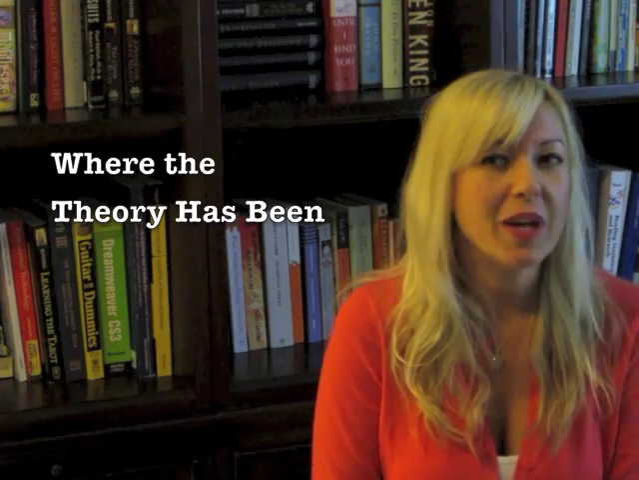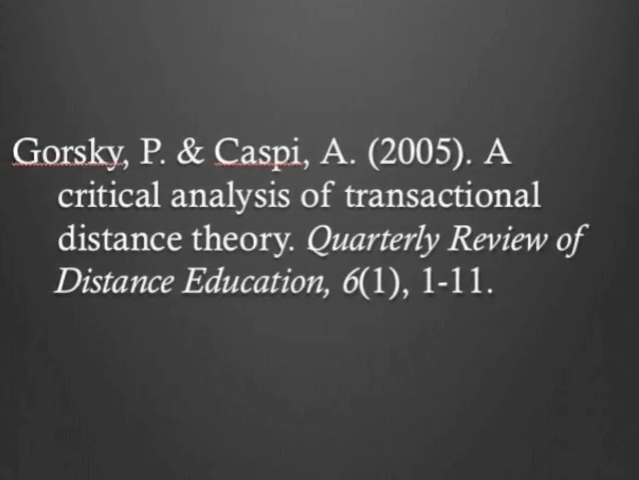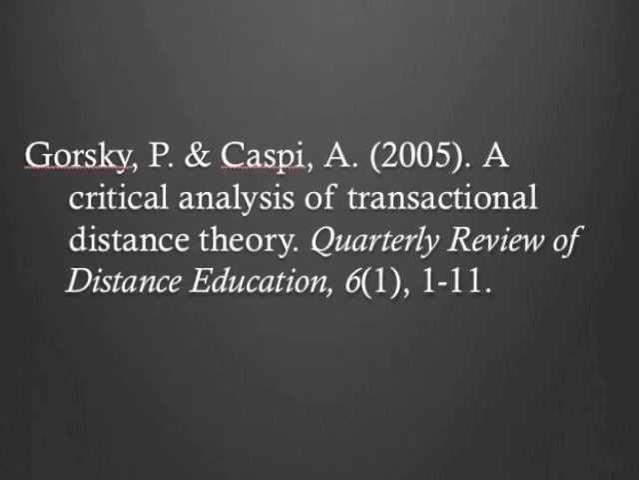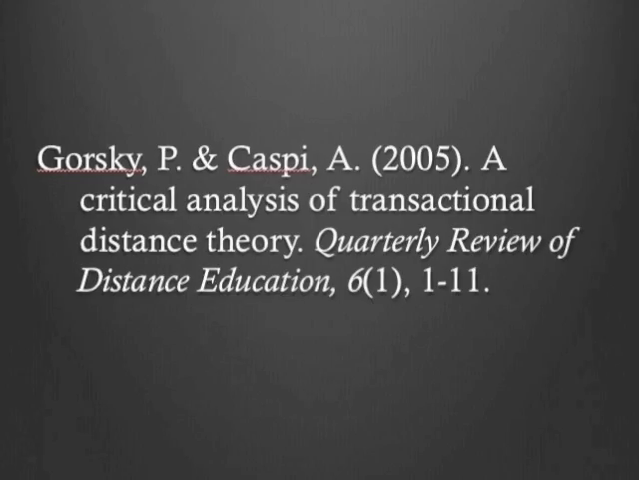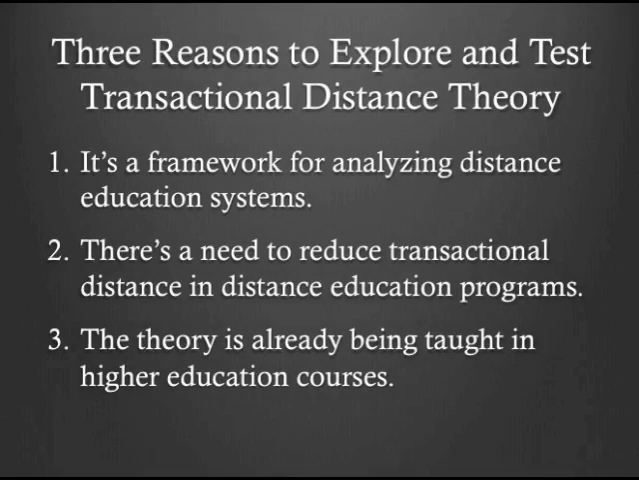Okay, let's continue by exploring what scholars have said about the theory. Some have supported the theory as a guiding theory for the field, while others have been more critical. Arguably the most noted critics of the theory are Gorski and Caspi, who analyzed research related to the theory published over the course of 8 years. They identified 3 reasons to explain the importance of testing and exploring transactional distance theory. The first was that researchers saw the theory as a framework for analyzing systems of distance education. The second reason was that researchers had cited the need for a reduction in transactional distance.